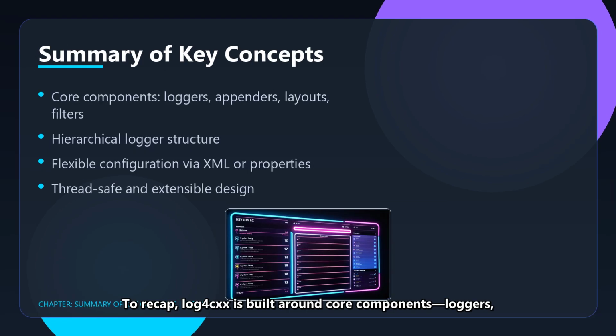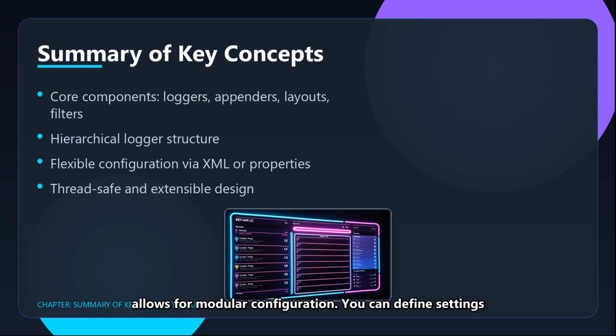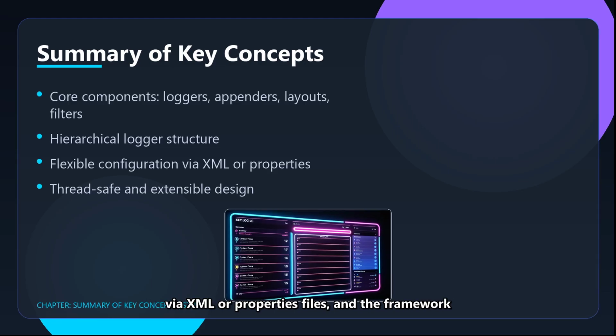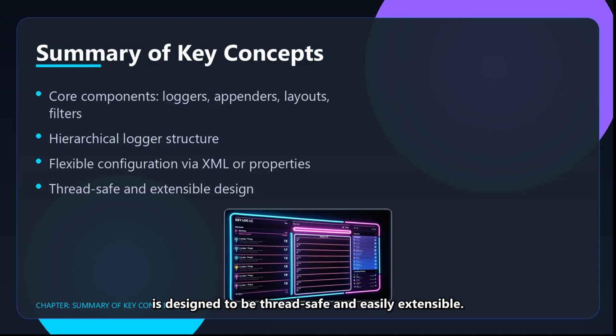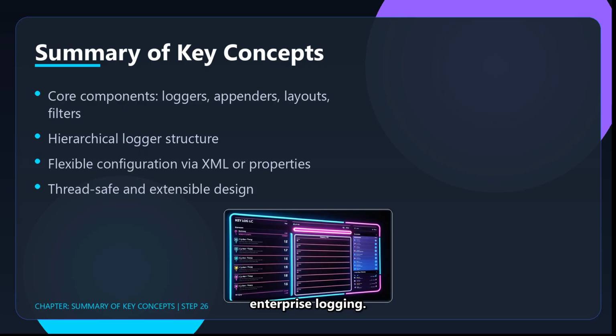To recap, Log4cxx is built around core components: loggers, appenders, layouts, and filters. Its hierarchical logger structure allows for modular configuration. You can define settings via XML or properties files, and the framework is designed to be thread-safe and easily extensible. These features make it a powerful choice for enterprise logging.